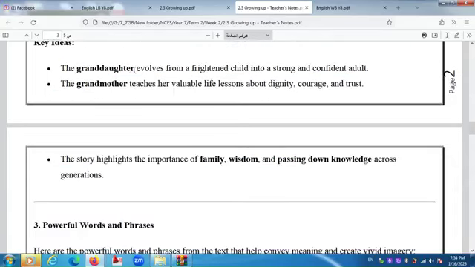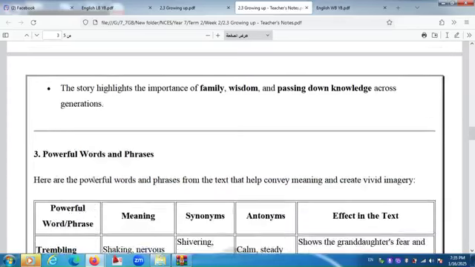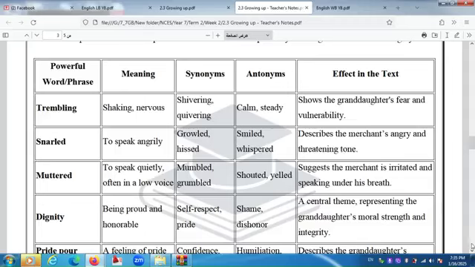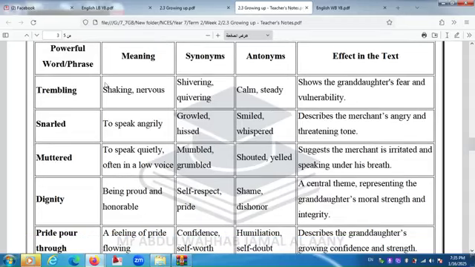Remember that the granddaughter evolves from a frightened child into a strong, confident adult, and the grandmother teaches her valuable life lessons about dignity, courage, and trust. Remember that the story highlights the importance of family wisdom, passing down knowledge, traditions, and good values through generations. Some powerful words inside the text in order to understand it.